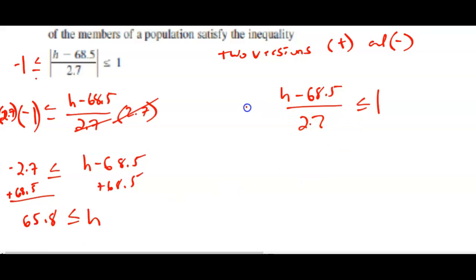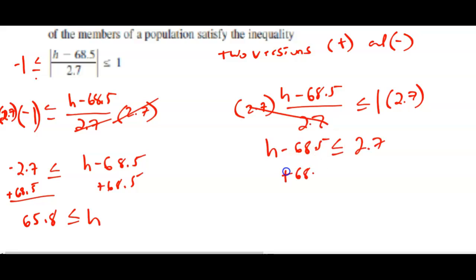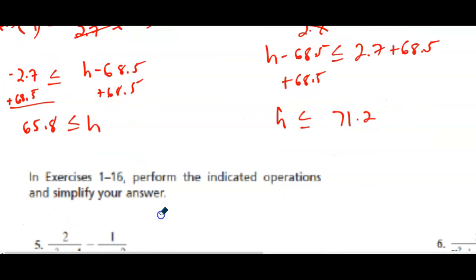And then over here, multiply by 2.7 on both sides. Sorry about that. So h minus 68.5 less than or equal to 2.7. And now add 68.5, and h is going to be less than or equal to 71.2. So now that's our inequality right there.